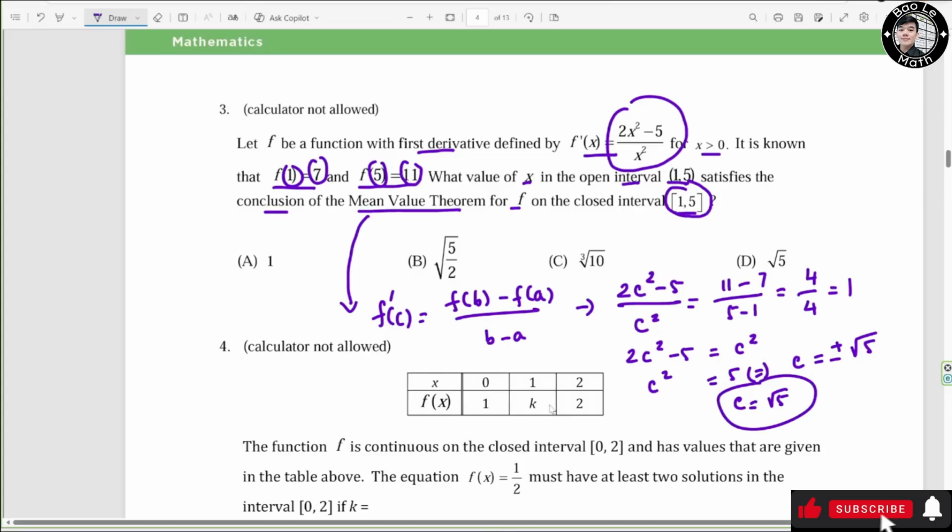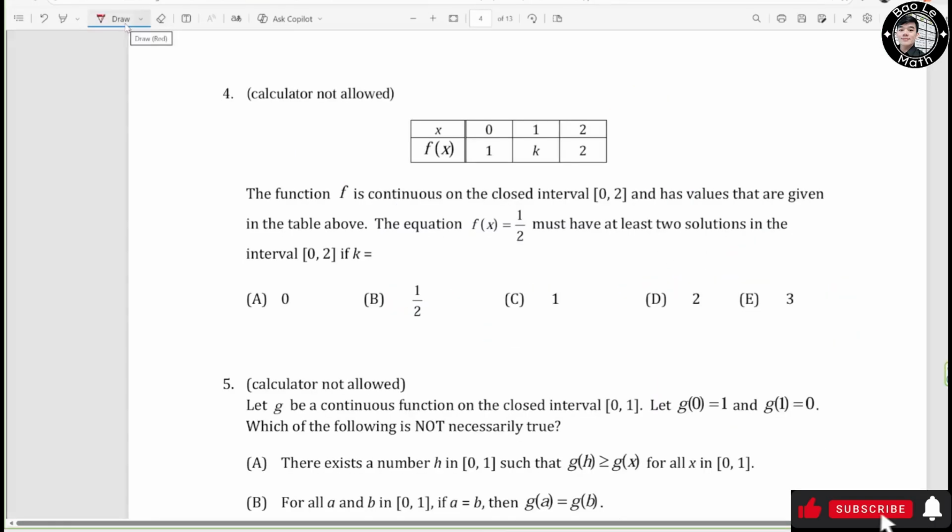So the answer must be D. Now let's move on to question 4. The function f is continuous on a closed interval 0 to 2 and has values that are given in the table above. The equation f(s) equals 1/2 must have at least 2 solutions in the interval 0 to 2 if k equals how much?